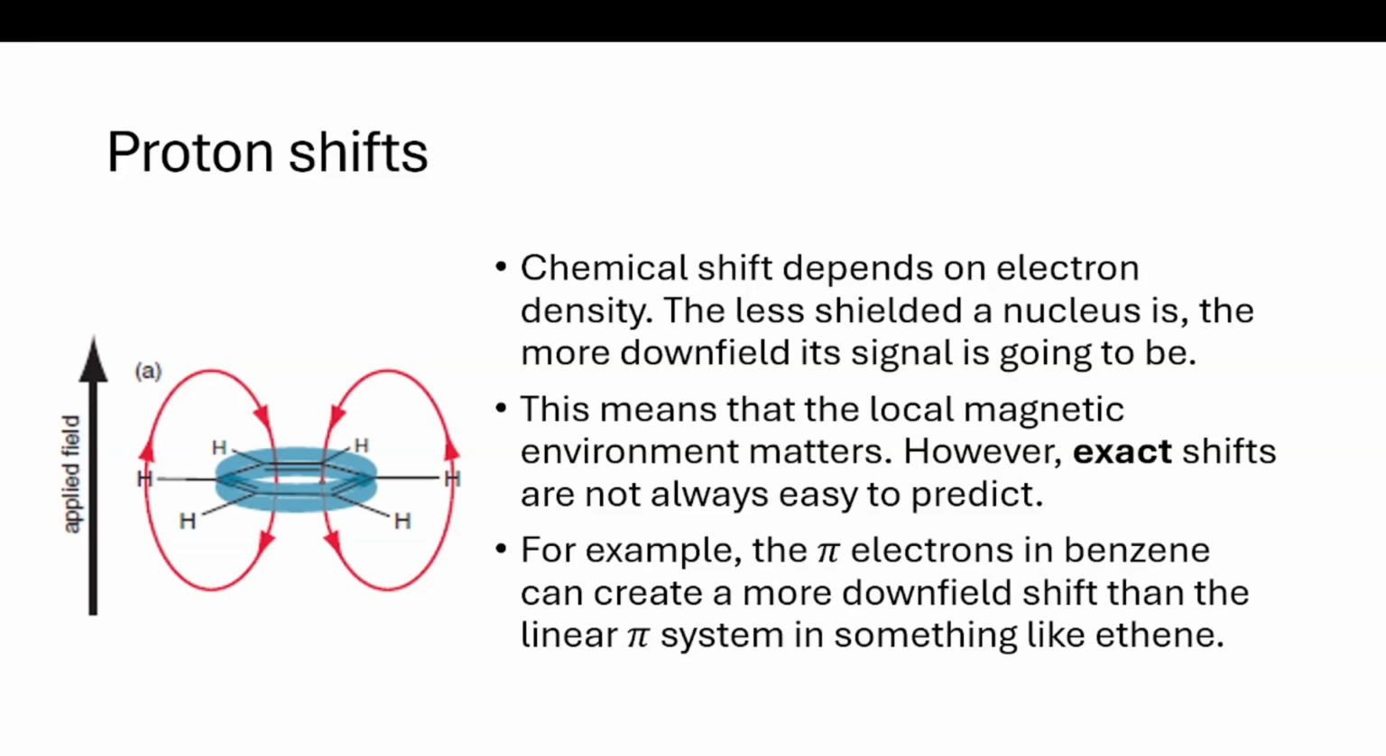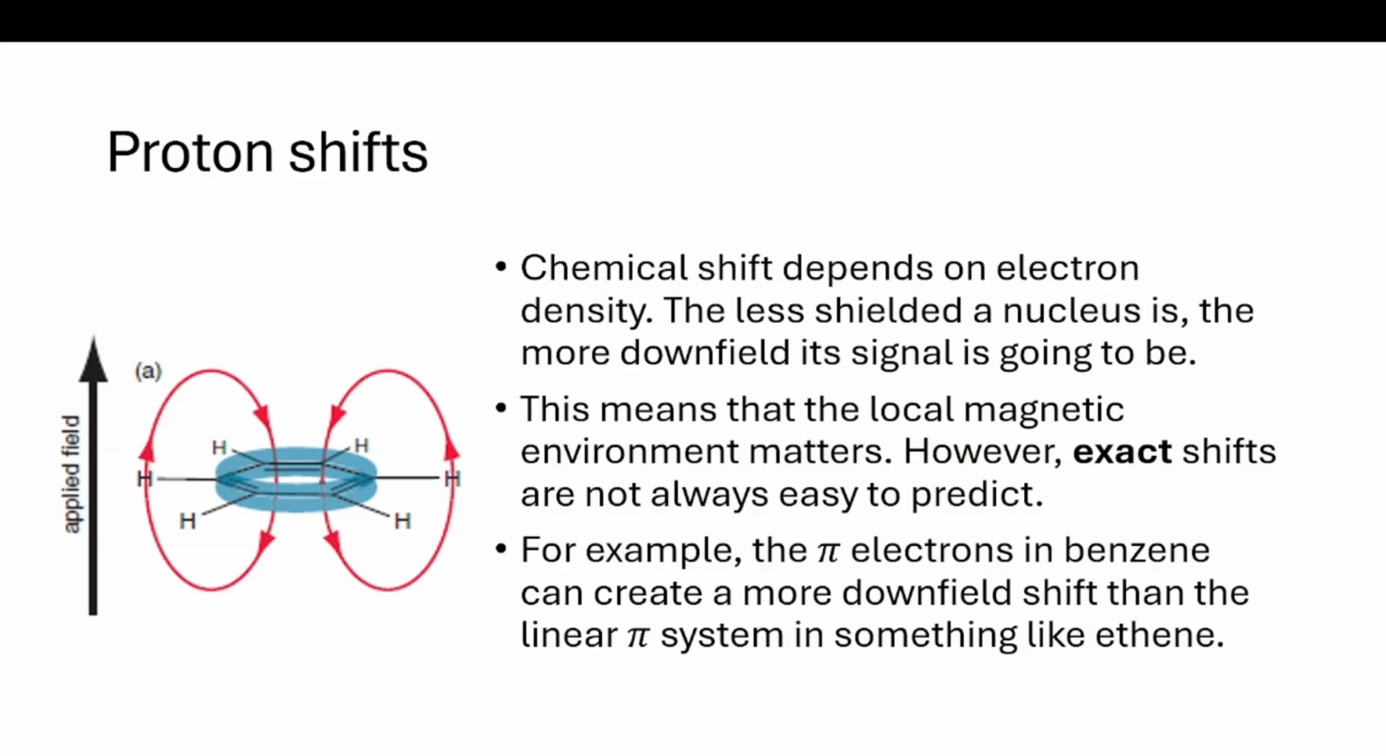And so I also wanted to talk about proton shifts. So chemical shift depends on electron density, the local environment around the nucleus. Now, this of course means that the local magnetic environment matters. However, predicting the shifts exactly is not going to be easy.